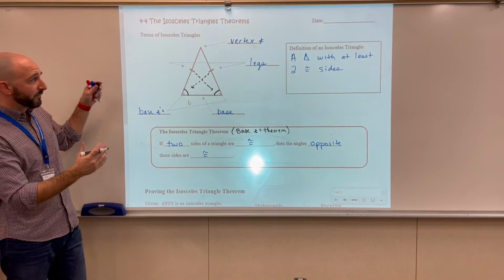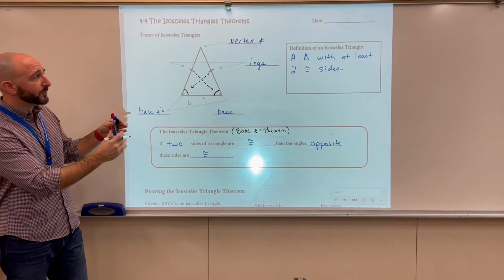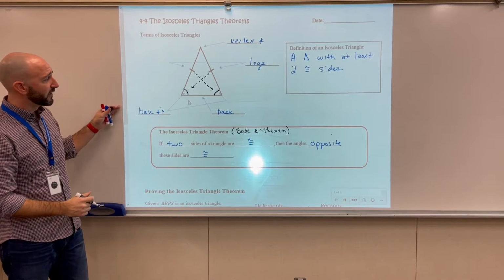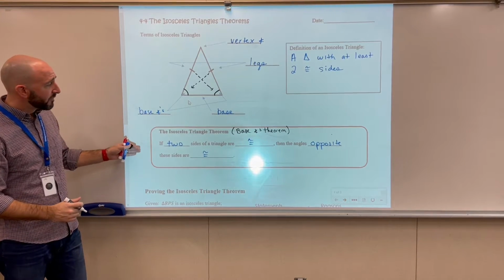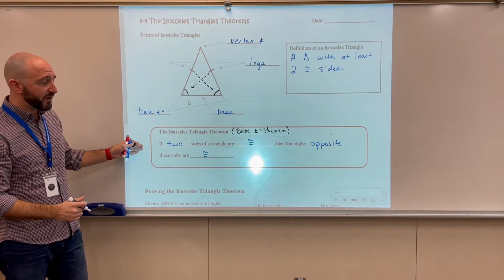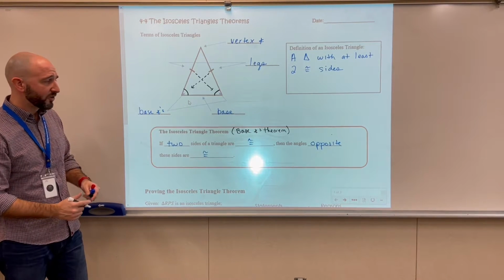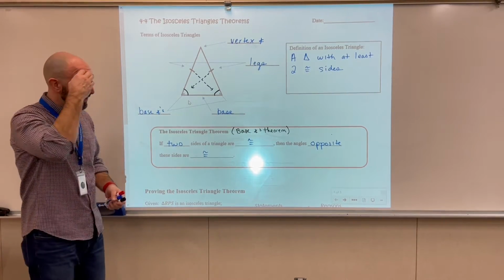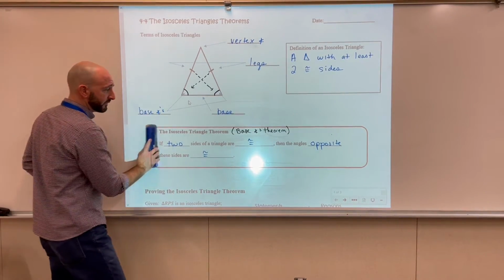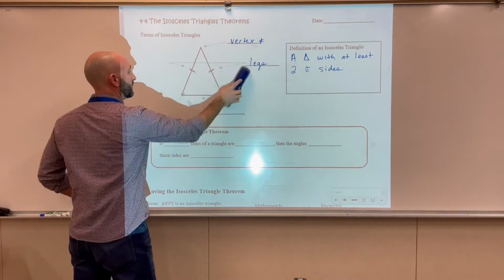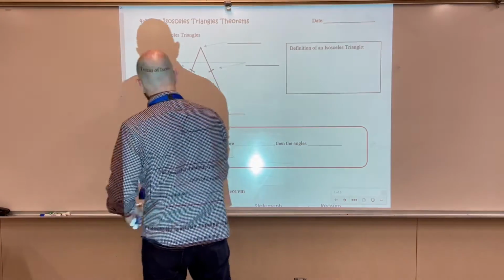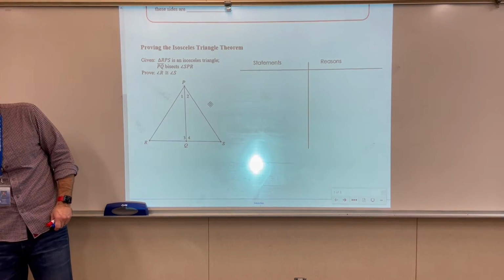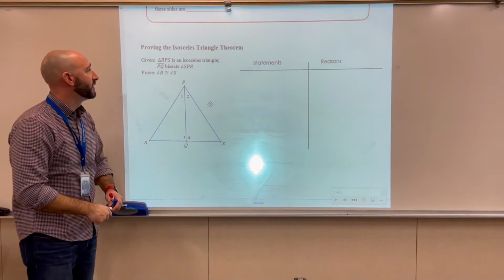Okay, so we've again gone through and reviewed the definition of an isosceles triangle. We've talked about important terminology, and we've also defined the base angles theorem or the isosceles triangle theorem. What we're going to do now is actually go through and do a proof of the base angles theorem. So let me erase this board, and we're going to slide this up and prove the base angles theorem. So let's go ahead and do that.